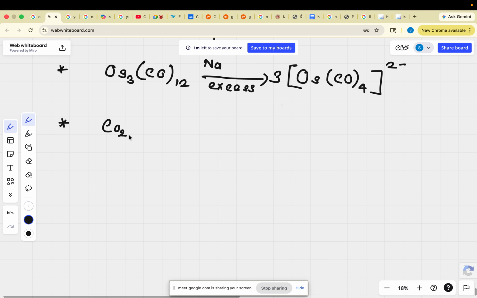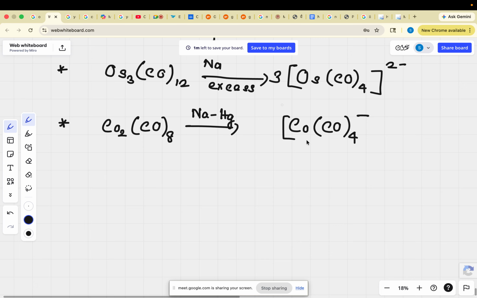Suppose you have Co2(CO)8. In presence of sodium amalgam, what will you get? You have two cobalt centers, Co2(CO)8 means two cobalt centers. So if you break it, at that time what you will get? You will get Co(CO)4 minus, Co(CO)4 minus.